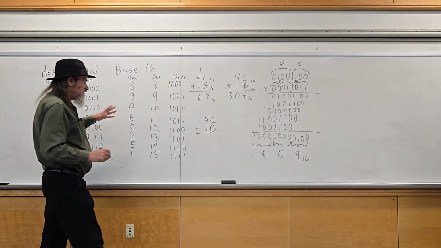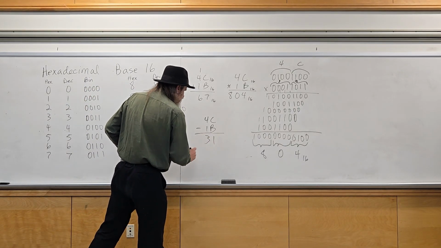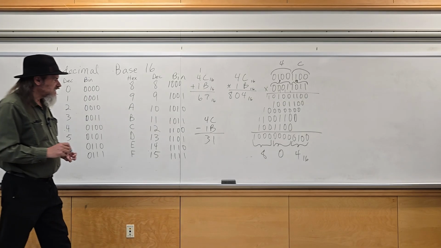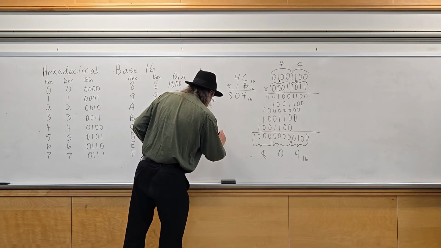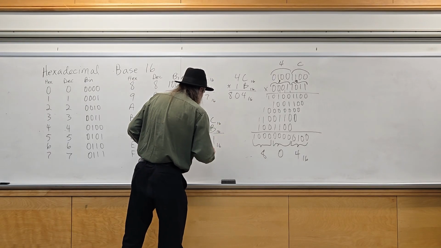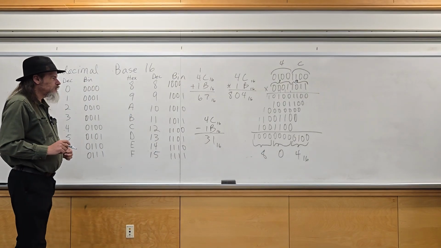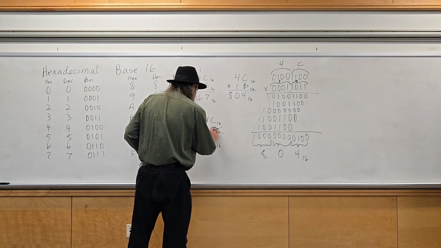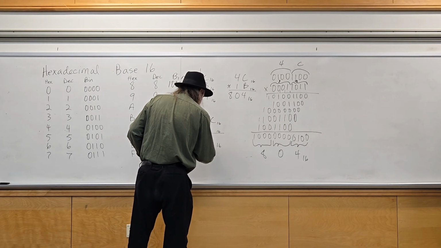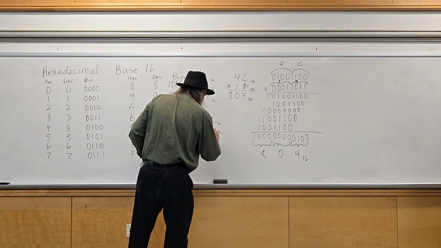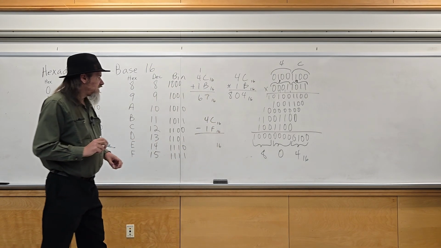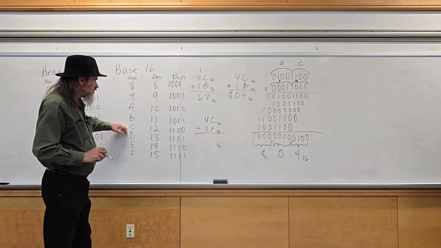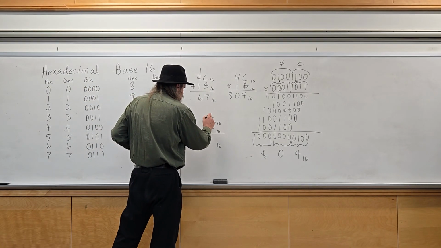C minus B is 1. Okay, it's easy. There's no borrowing involved, but with the potential of borrowing, say this was F, 1F.